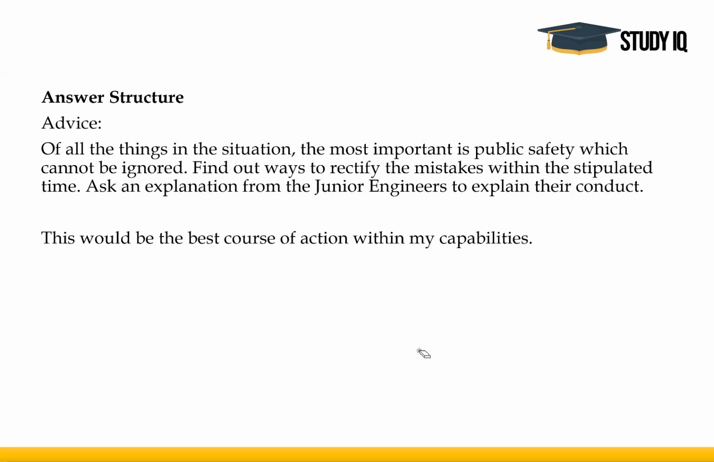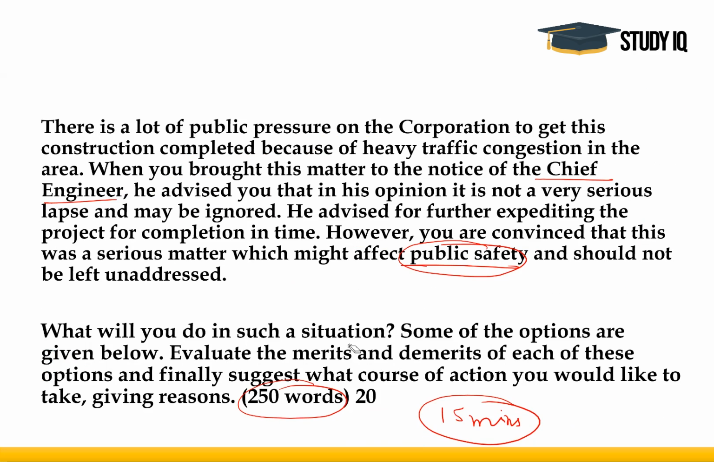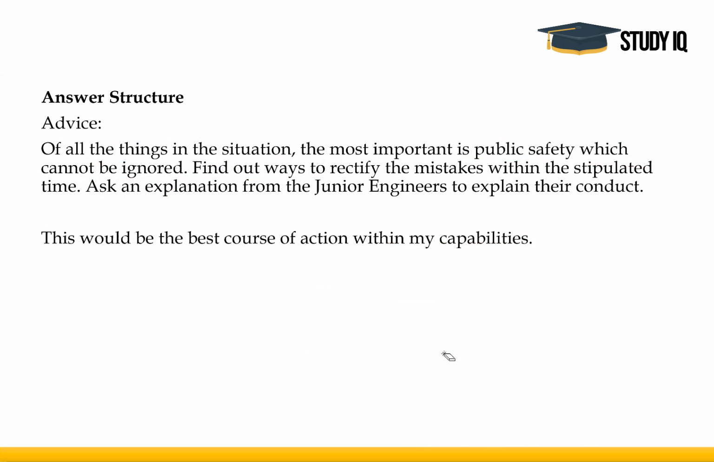So finally what you have to suggest is, the examiner asks over here what course of action you would like to take, giving reasons. Of all the things in the situation, the most important thing is public safety. So we have identified that the most important stakeholder in this case is public safety, because you are constructing a flyover, which cannot be ignored. You have to find out the ways to rectify the mistakes within the stipulated time, ask an explanation from the junior engineers to explain their conduct, and additionally also keep everything in writing.